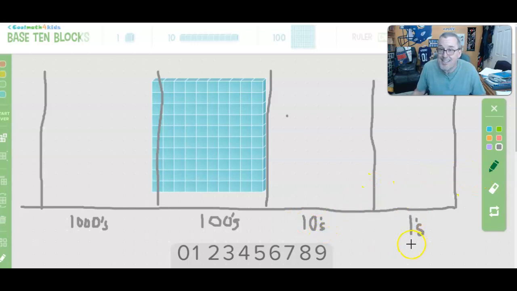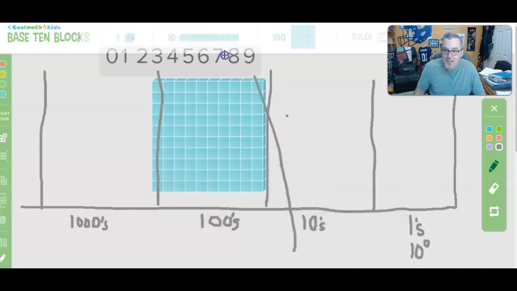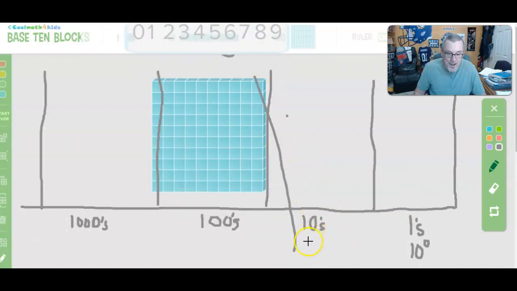Now, here's a cool thing about this. Because we're bundling at tens, what we're really saying is this. In this ones column, if you had 1, 2, 3, 4, 5, 6, 7, 8, or 9, you didn't have a bundle of 10 yet. So we could say you have 10 raised to the power of 0. That is, you have 0 full sets of 10. But as soon as you do have a full set of 10, you bundle them and move them over to the tens place. And so here in the tens place, what you would have is single bundles of 10, 10 to the first power.